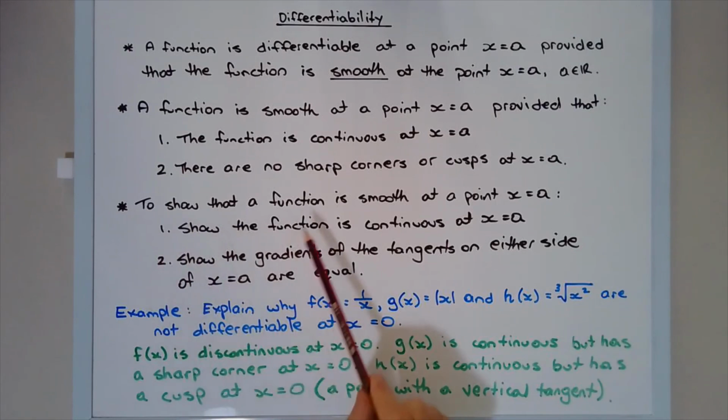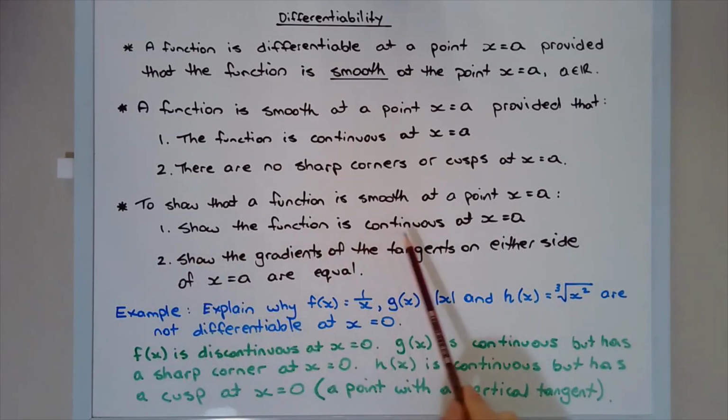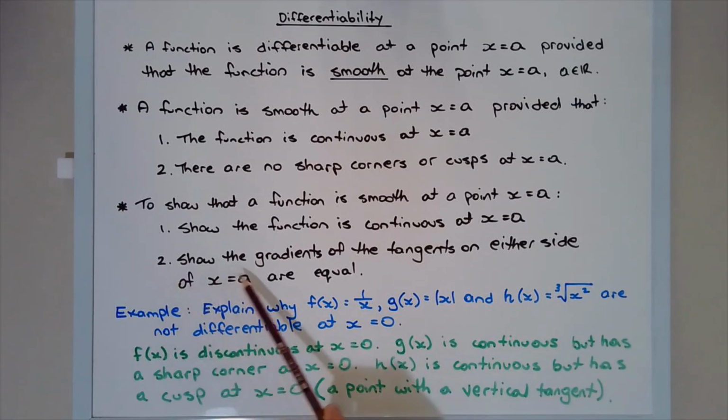Now, to show that a function is smooth at a point x equals a, number one, we show that the function is continuous at x equals a. So if it's a piecewise function, you need to check the value of the function on both sides of the join. And number two, we show that the gradients of the tangents on either side of x equals a, or any particular point of interest, are equal.